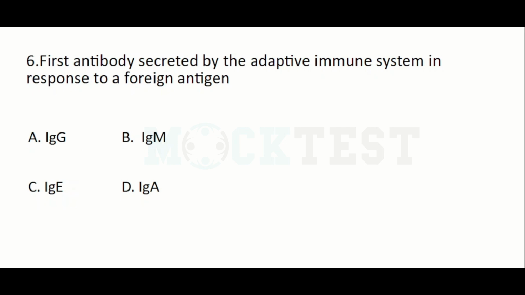First antibody secreted by the adaptive immune system in response to a foreign antigen. Option A IgG, option B IgM, option C IgE, option D IgA. Option B IgM. IgM is the first antibody secreted by the adaptive immune system in response to a foreign antigen.